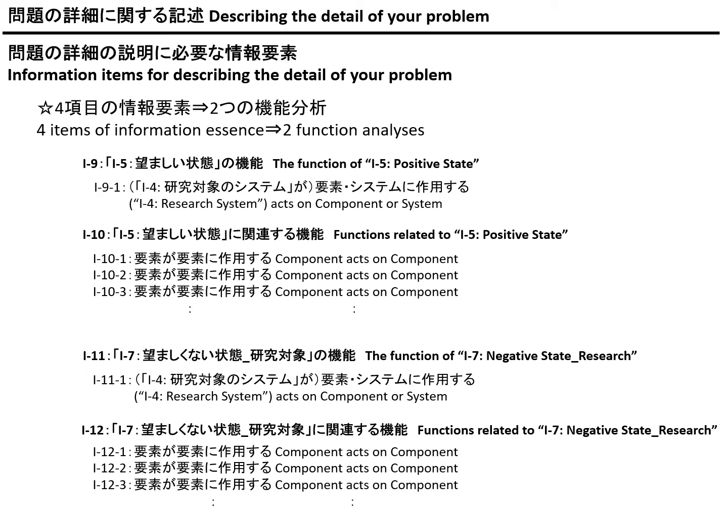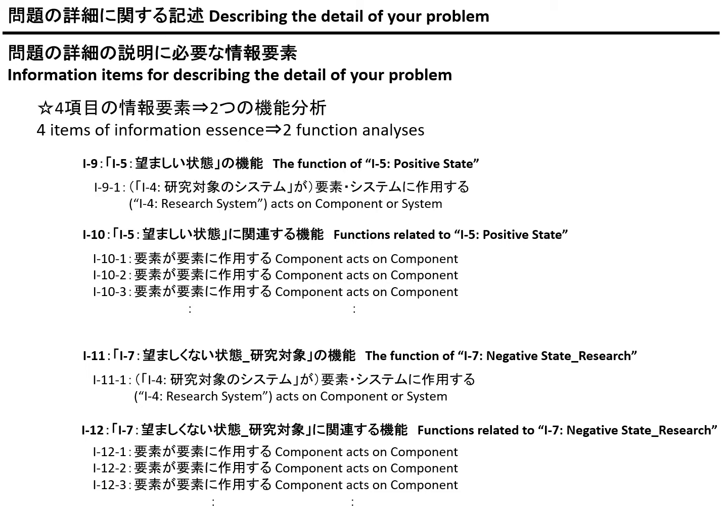Actually, this is a two-function analysis. Then the first information item is the function of the positive state generated from research system and conventional system. So what you need to do is probably, you have already defined the positive state as a kind of general description. What I want you to do here is translate the description into the format of function, subject, verb, object. Now that means research system acts on component or system.